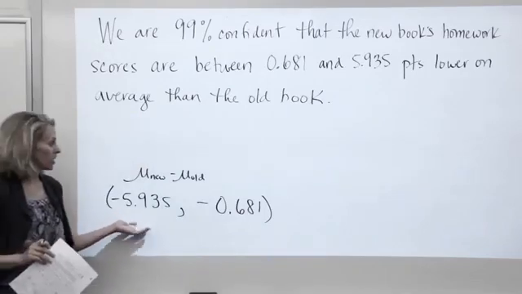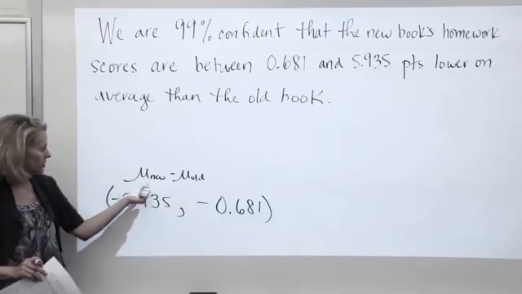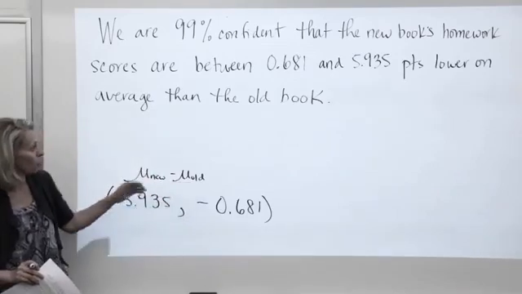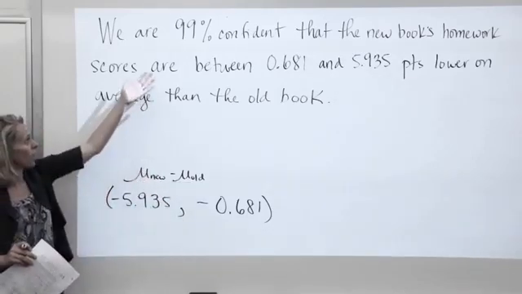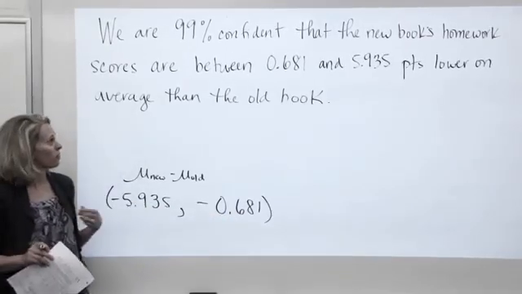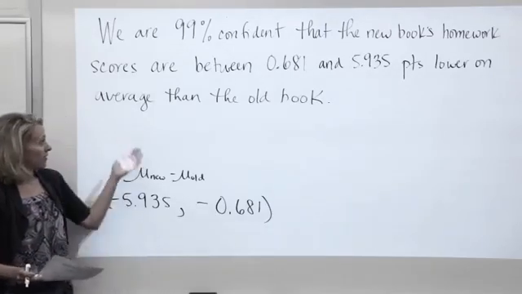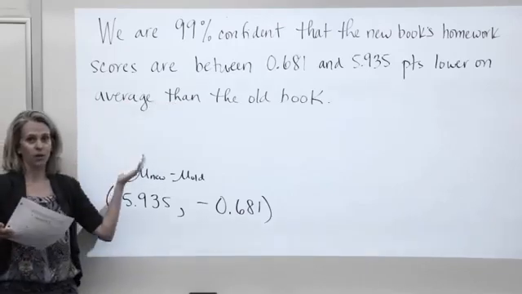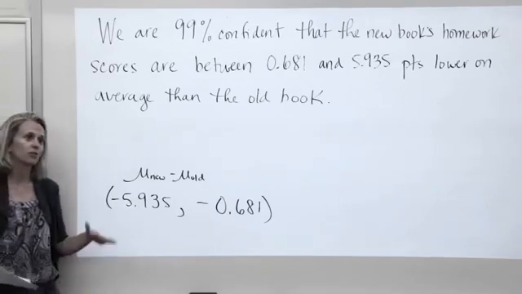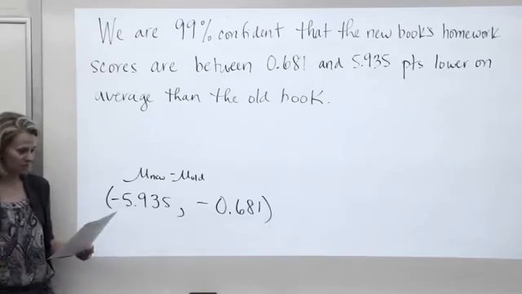So when you're interpreting that, just keep in mind the order that you subtracted them and what that tells you. These are all negative differences, so to get a negative difference, these scores had to be lower in the new book than they were in the old book. And by how much lower? Well, we're 99% confident that they were somewhere between 0.681 and 5.935 points lower on average than the old book. Again, this backs up the results from the hypothesis test. They should agree. If you get a different result based on your confidence interval, then you messed up one of them. Go back and make sure that those two results agree.